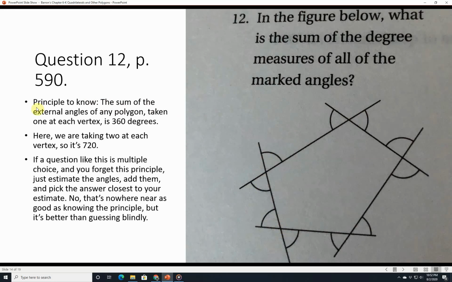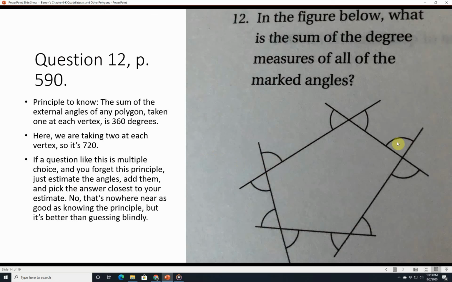So remember, the sum of the external angles of any polygon taken one at each vertex is 360 degrees. If you take 2, it's 720. If you take 3, it'd be 1080. And so on. Anyway, if you have a question like this on a multiple choice part of the SAT and you have forgotten this principle, just estimate the angles, add them, and pick the answer closest to your estimate. When I did this, I chose 60 because, I don't know, that was just my guess.